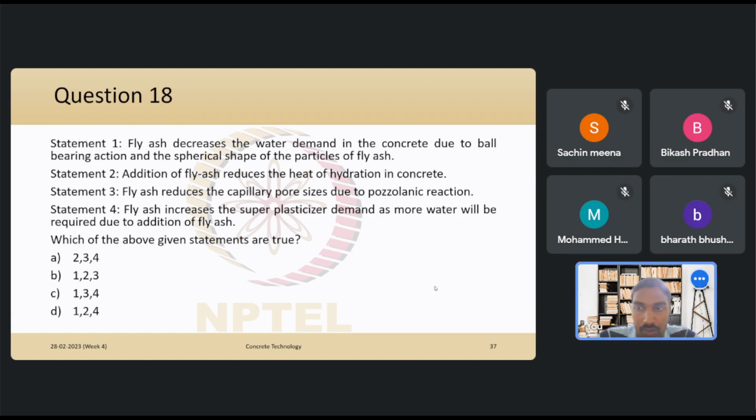2, 3 and 4 are correct. 1, 2, 3 are correct. 1, 3, 4 are correct, and 1, 2, 4 are correct.